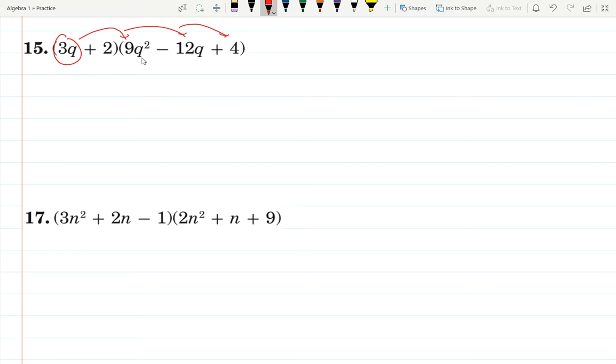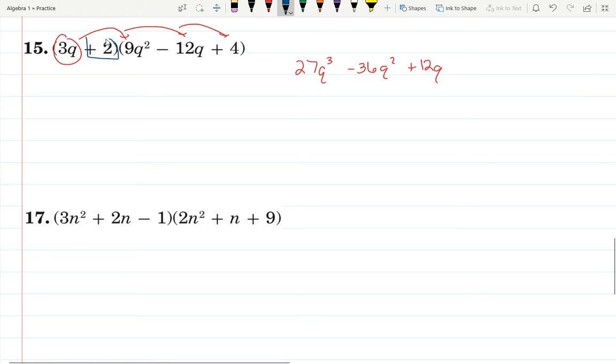All right, 3q times 9q. 3 times 9 is 27. Q times q squared is q to the third. 3 times the negative 12 is a negative 36, and q times q is q squared. 3q times 4 is just a positive 12q.